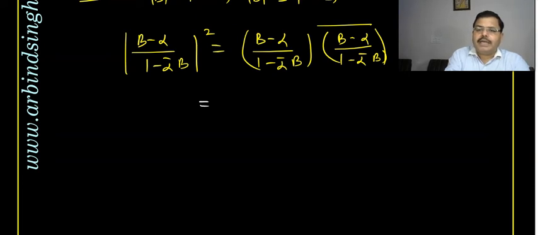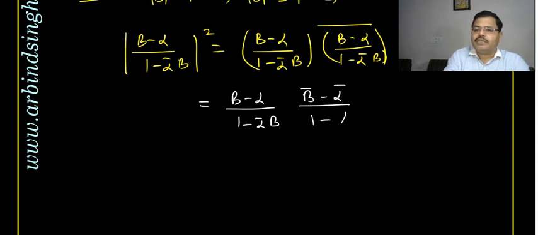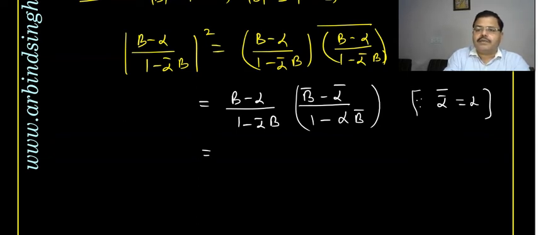From here I can write beta minus alpha upon 1 minus alpha conjugate beta, and conjugate of z1 upon z2 is conjugate of z1 upon conjugate of z2. So what will happen? Conjugate of beta minus alpha will come up like beta conjugate minus alpha conjugate upon 1 minus alpha conjugate beta whole conjugate, which is again alpha and beta conjugate. So if I multiply these two, since alpha conjugate whole conjugate is alpha, this is what I have used here.